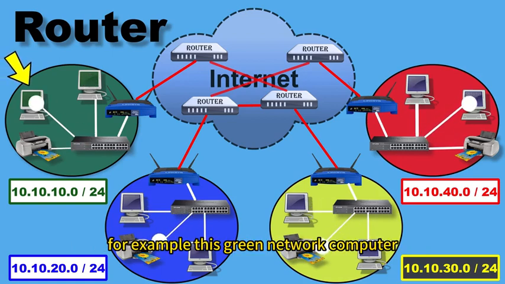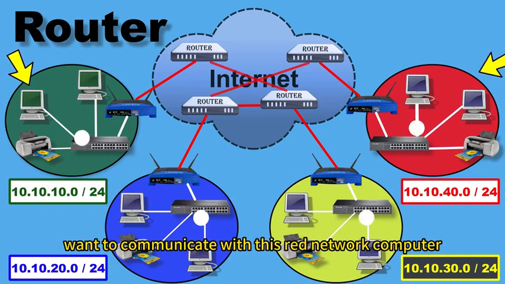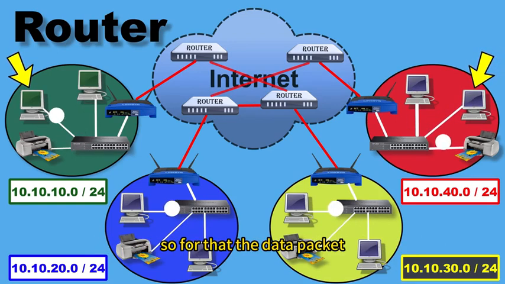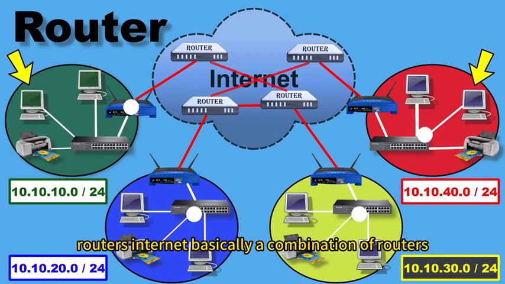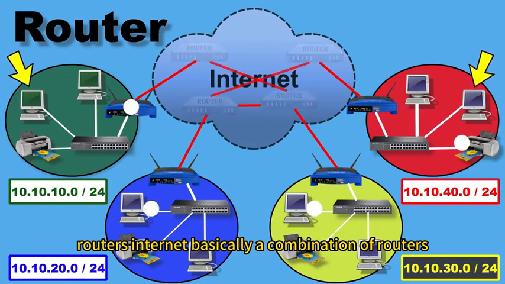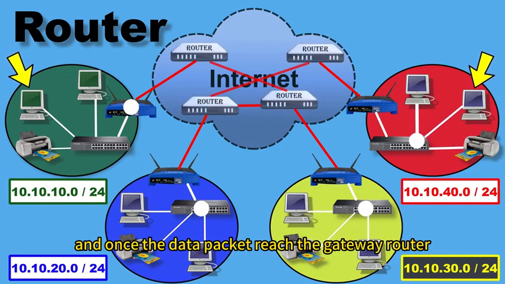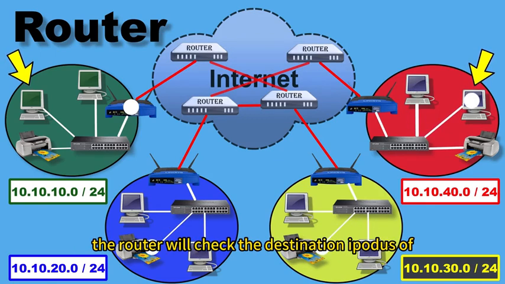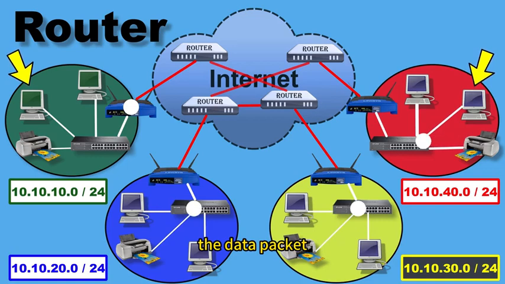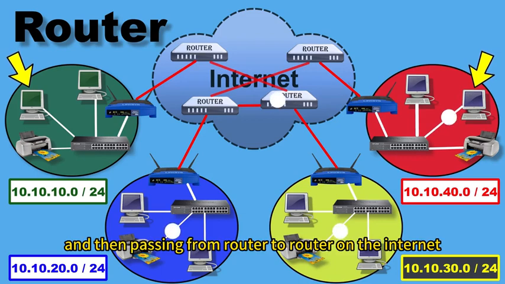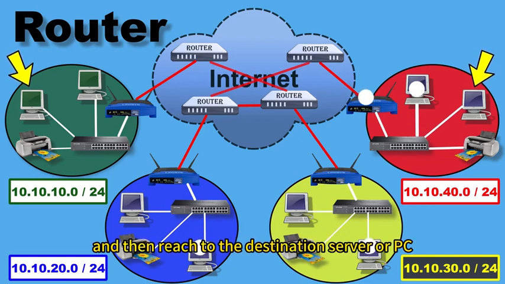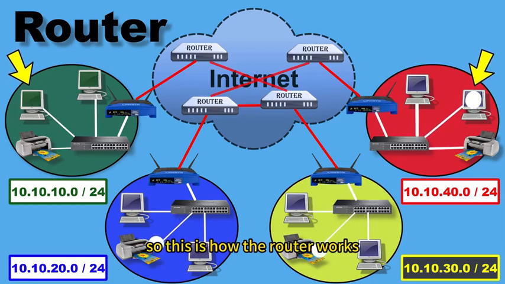For example, this green network computer wants to communicate with this red network computer. For that, the data packet has to leave its own network and go out on the internet routers. The internet is basically a combination of routers, and once the data packet reaches the gateway router, the router will check the destination IP address of the data packet and then forward the data out on the internet to the next router. Passing from router to router on the internet, it makes its way to the red network router and then reaches the destination server or PC. So this is how the router works.